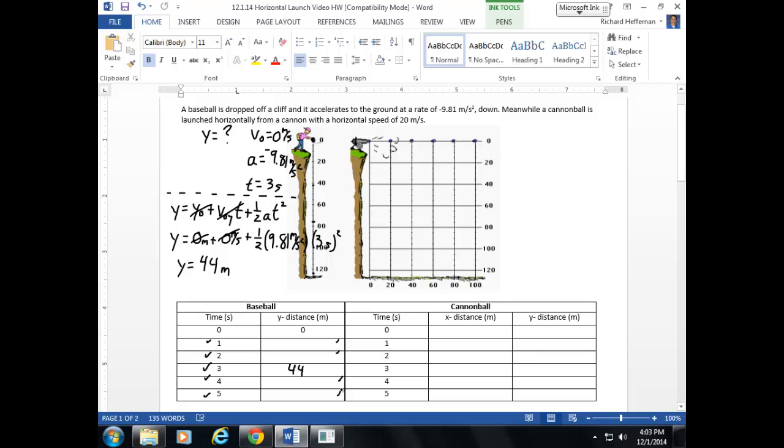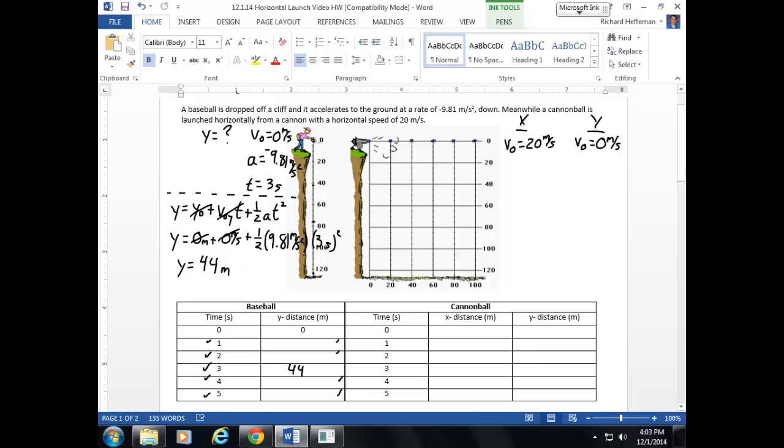Now, the cannonball situation, that's kind of new. Whenever we're dealing with things being launched either at an angle or things being launched off of a cliff, I delineate between cliff problems and angle problems. For a cliff problem like this, I like to split things up into the x direction and the y direction. Now, here's what I mean by that. This cannonball has an initial horizontal velocity of 20 meters per second in the x direction, but has an initial vertical velocity of 0 meters per second, just like our baseball had an initial vertical velocity of 0 meters per second.